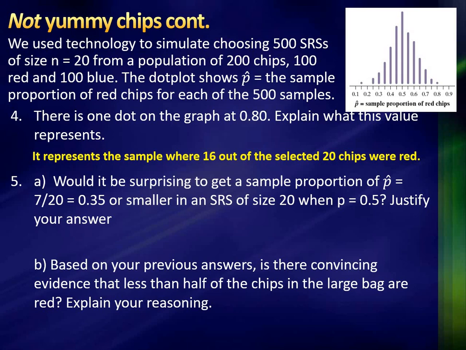So for part A, 5A goes back to the problems that we were talking about before. It said, would it be surprising to get a sample proportion of p hat equals 0.35? So 0.35 is here when the proportion is actually 0.5. Would you be surprised at something here? What do you think? You haven't dealt with this before, so yes?